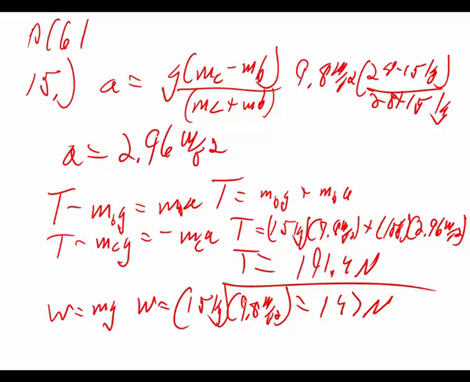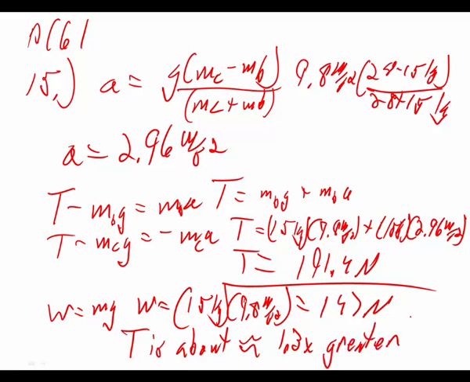So the tension is approximately 1.3 times greater, right? Just take the tension of the rope and divide it by the weight of the bricks. And it should be, y'all, because it's moving upwards. It should be greater.